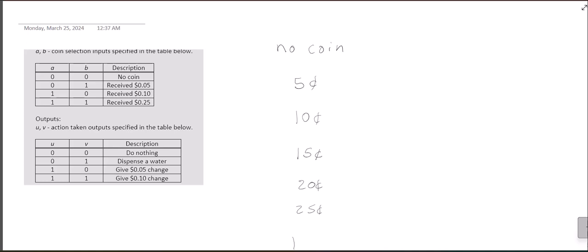Okay, so if you have 5 cents, let's think about what your output would be in each case. If you have 5 cents, your output is going to be to do nothing. If you have 10 cents, your output is going to be to do nothing. If you have 15 cents, then that's exactly the amount you need for water, so this would be dispense water.